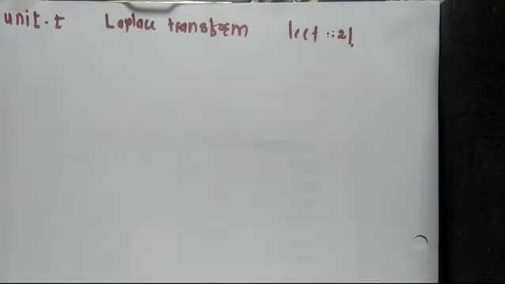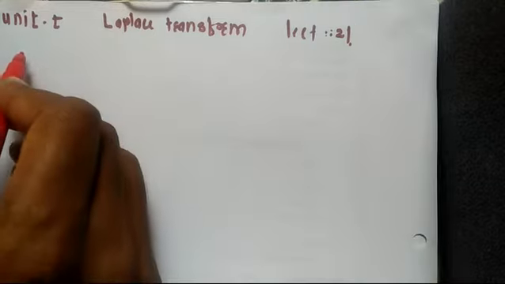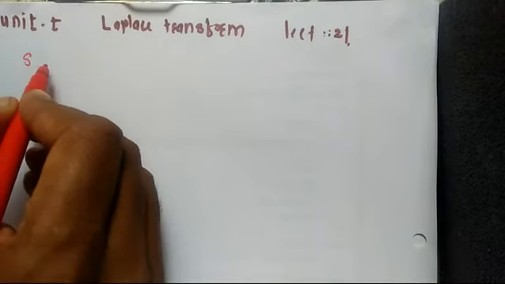So unit number first, Laplace transform. This is lecture number 21. We are studying the periodic function. In the last lecture we studied one example depending upon the periodic function. Up to that point, we have studied the 7 properties of the Laplace transform, and after that we are studying the special functions.